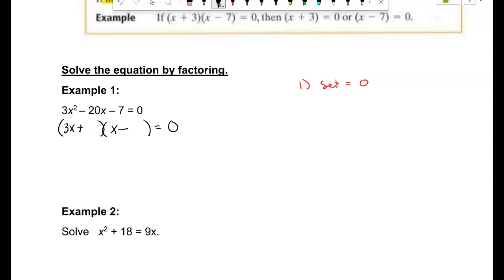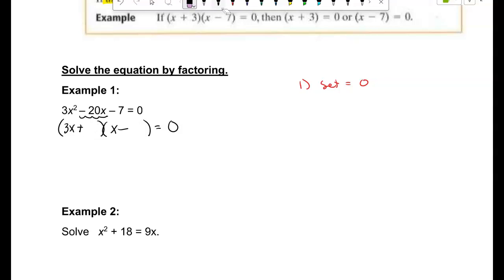Should I put the 7 here and 1 there? Was that a good choice on my part? No, why? Yeah, so this would be here a positive 7x, and that is going to be a negative 3x. What does that give us if I add them together? It's a positive 4x. Is that what we're looking for? No, we're looking for a negative 20x.